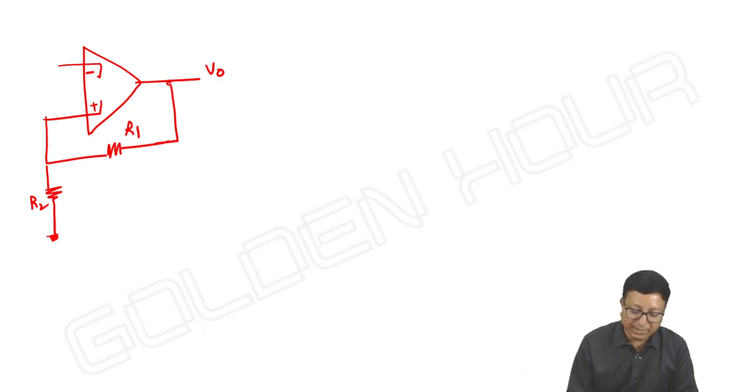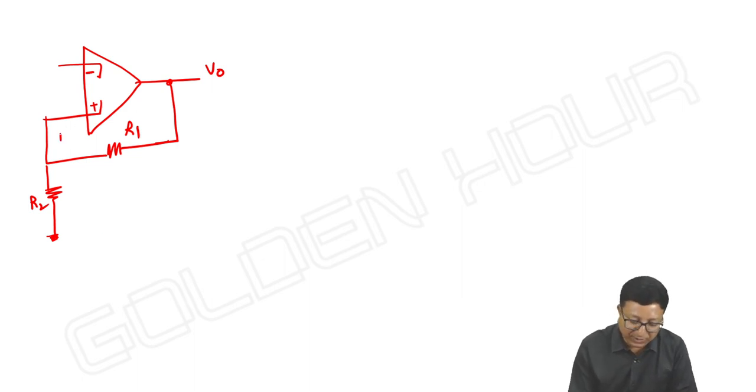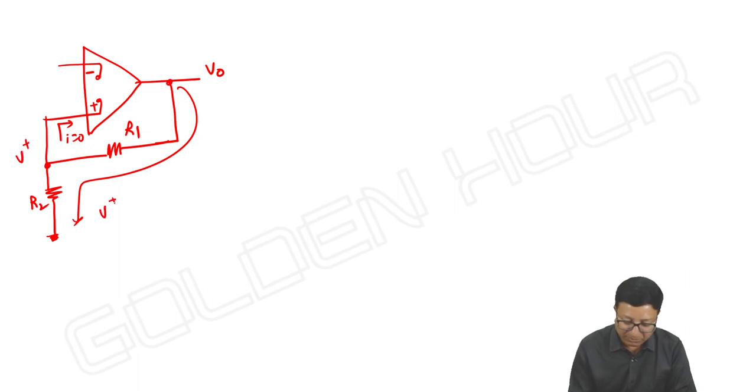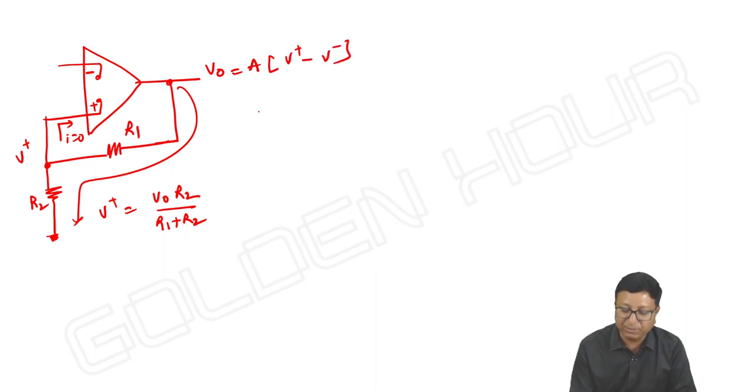Now I am taking a feedback connection from output to non-inverting terminal. Here what happens? As usual, no current enters in this direction due to infinite input impedance, and the entire current will go like this. So now I can write V plus. What is V plus? It is V output into R2 by R1 plus R2. And V output is equal to A into V plus minus V minus.